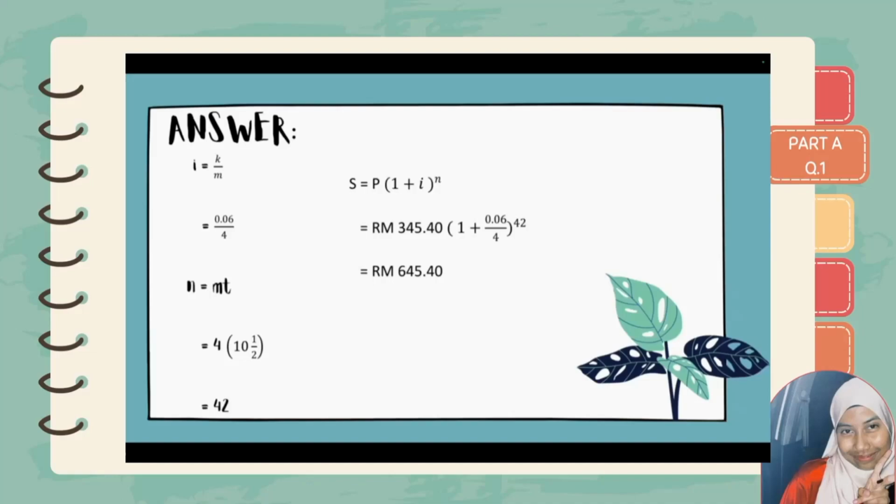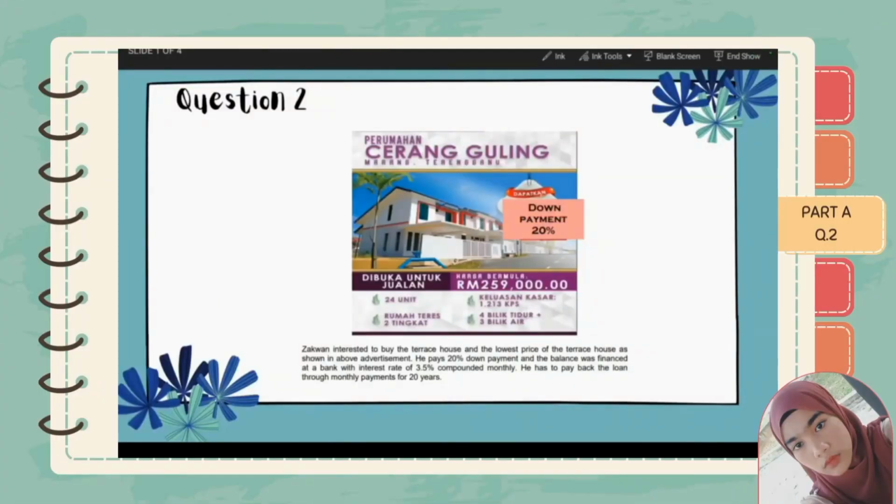So we must insert the values into the formula, which is P, RM345.44, times (1 plus 0.06 over 4) power 42. Then we calculate in the calculator, and we get the answer RM645.44. Next, we move to question 2.